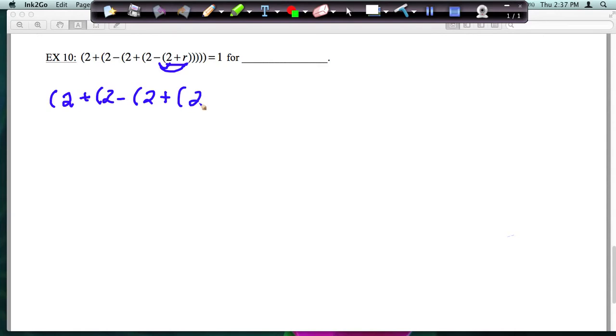Okay, and right now I'm at the negative sign, so I'm going to distribute -1 times 2 is -2, and -1 times r is -r. And now let's make sure I get the same number of parentheses I need. So it's 1, 2, 3, 4. So I've closed all of the parentheses I have. Equals 1.